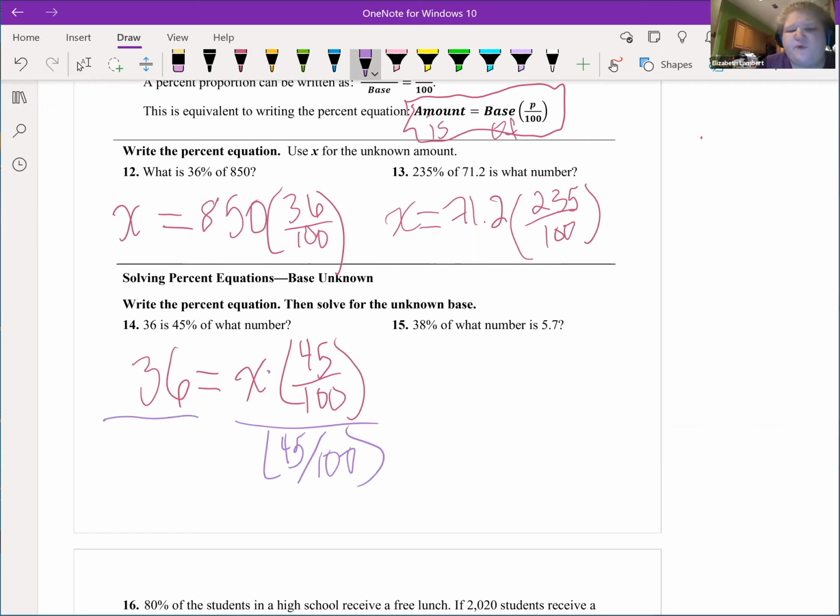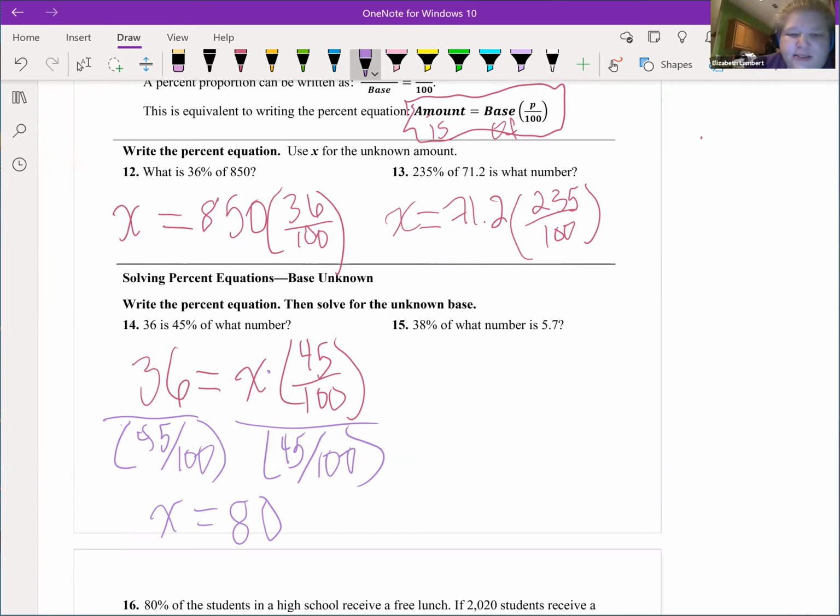And even if you don't remember that 45 over 100 is going to be 0.45, as long as you use your parentheses, you can just get the calculator to crunch this. All right, so 36 divided by open, 45 divided by 100, close it, equals 80. Thank you, calculator. So 45% of 80, well, 50% of 80 would be 40. 36 is a little bit smaller. Yeah, seems reasonable.